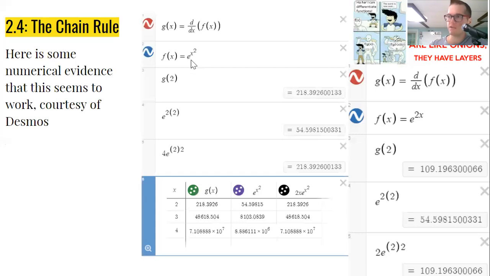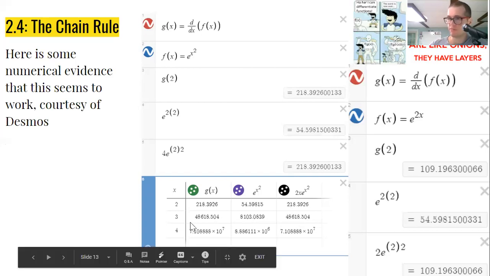I was like, well, what about e to the x squared? So f of x is e to the x squared. G of x is the derivative of it. Well, g of 2 was 218. E to the 2 times 2 was 54. I really needed that 4 times bigger to see what was happening. But that by itself didn't really help me.